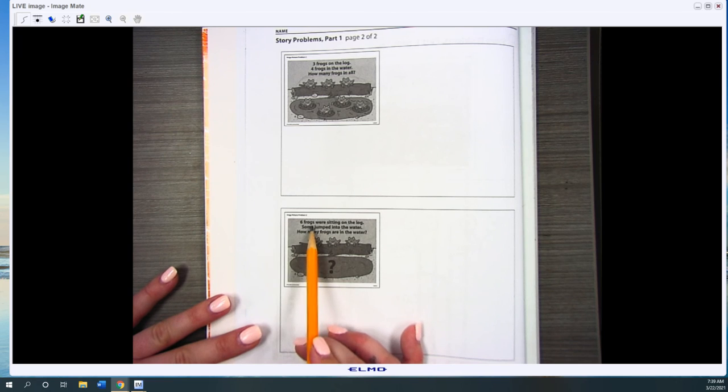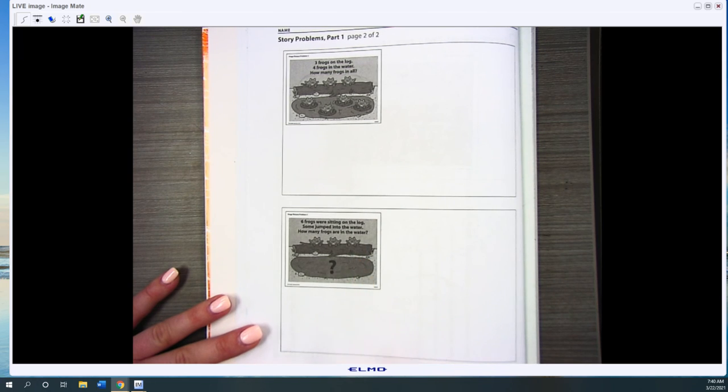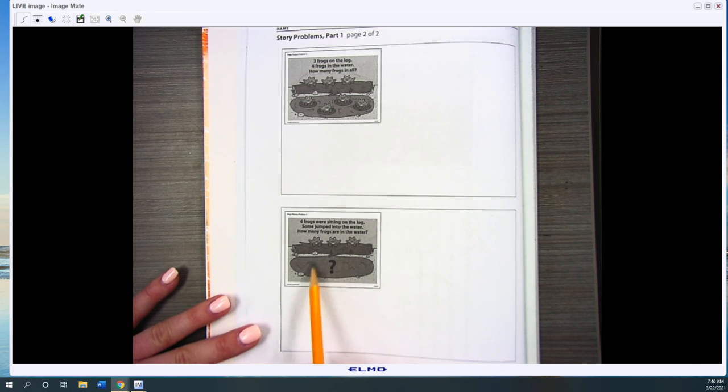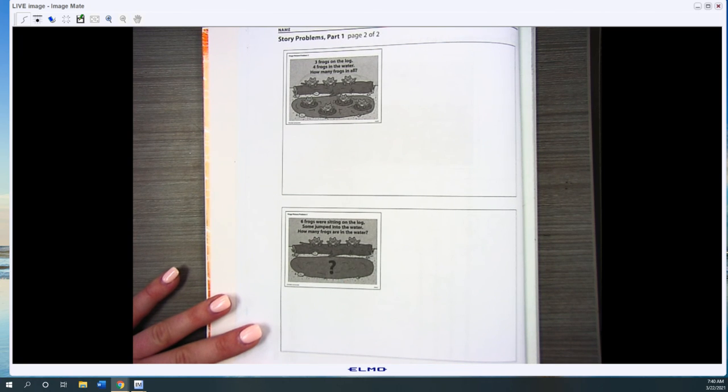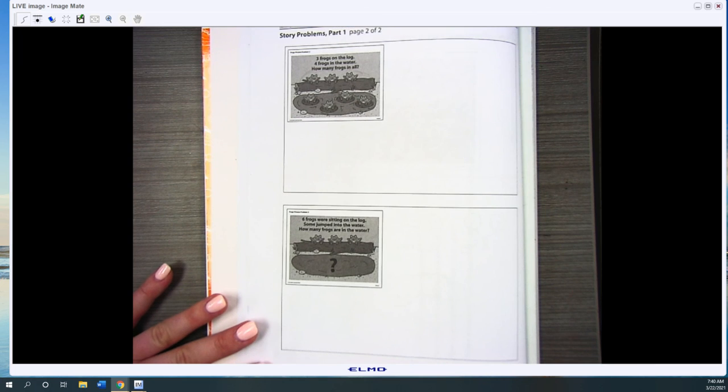Down here it says 6 frogs were sitting on the log. Some jumped into the water. How many frogs are in the water? Okay, so it says some jumped into the water and there were 6 on the log. Now there's only 3 on the log. So how many jumped in the water? Okay, and again, I need you to show your work on how you solved this problem.